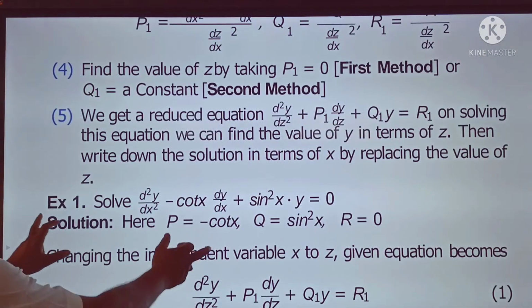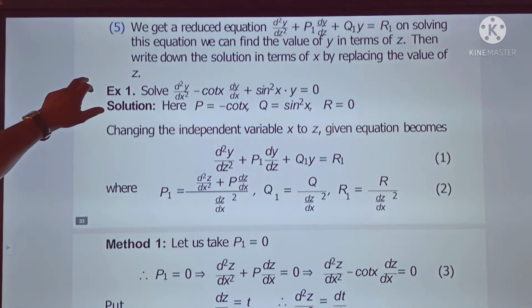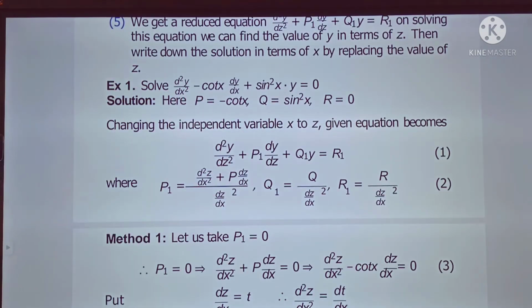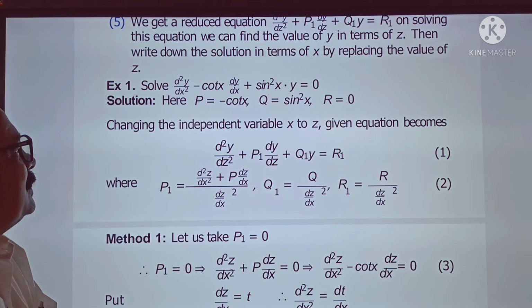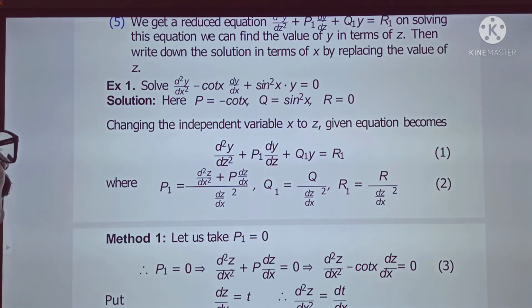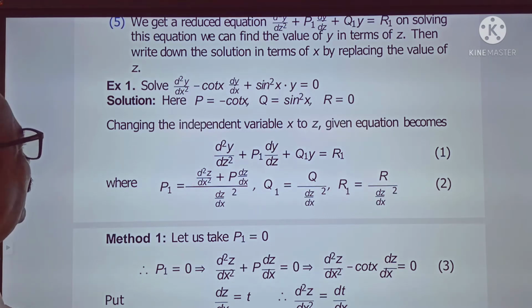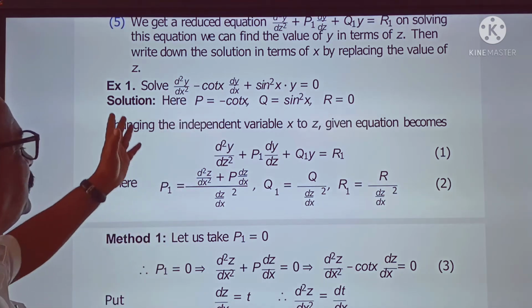Now see the examples. So here is d2y by dx square minus cot x dy by dx plus sin square x into y is 0. Clearly this is a second order linear differential equation. So first of all, identify p, q and r. p is minus cot x, q is sin square x, r is 0 clearly.